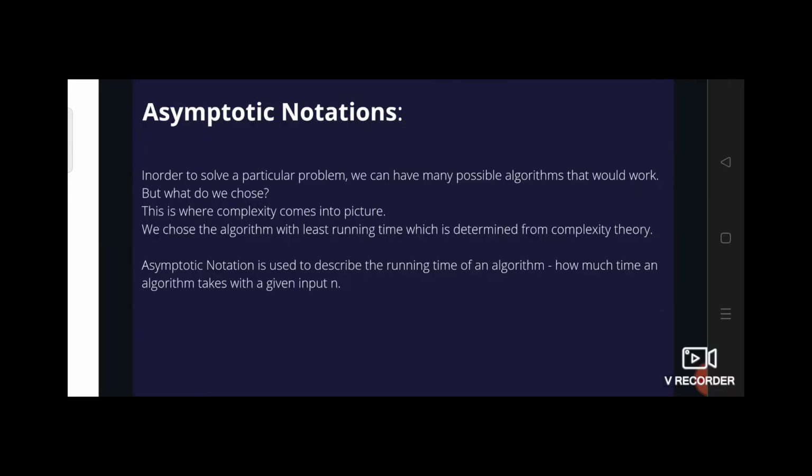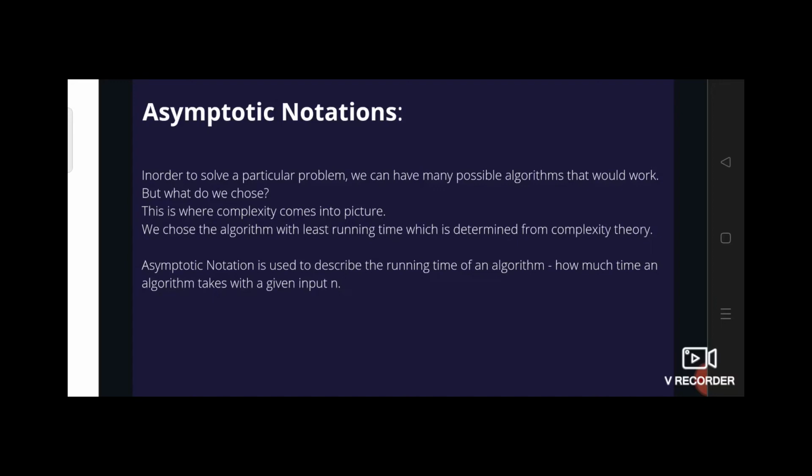So moving on, the third chapter we'll be learning is the complexity theory. In this module, we shall learn about the asymptotic notations, big O and little o, and their importance. So a particular problem in computer science can be solved using various algorithms. But which one do we prefer? Obviously, the one that takes less time, right? Which is less complex. This is where we use complexity theory to calculate the running time of an algorithm with a given input n.